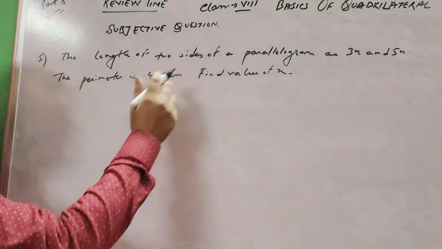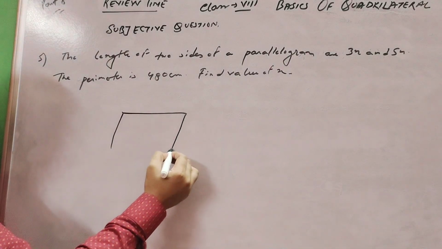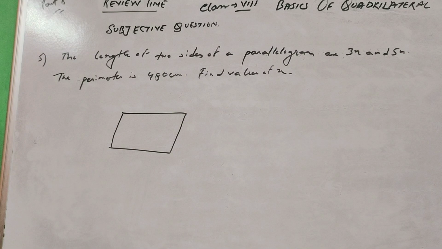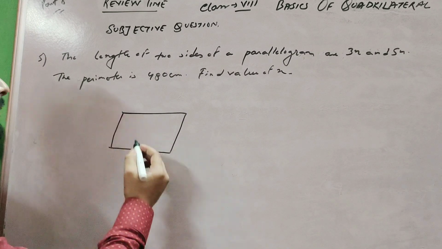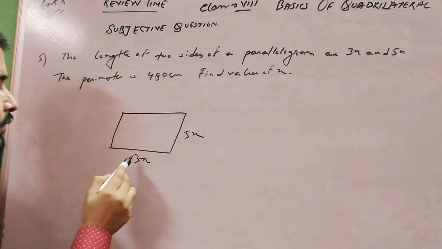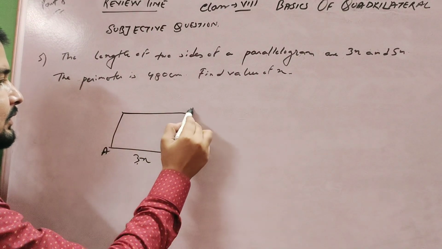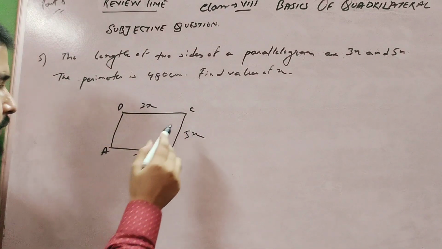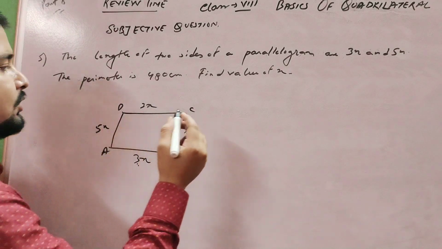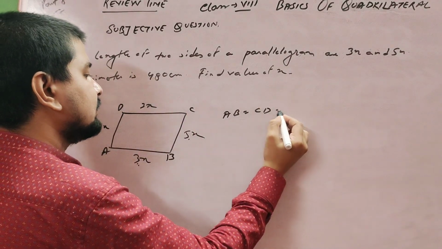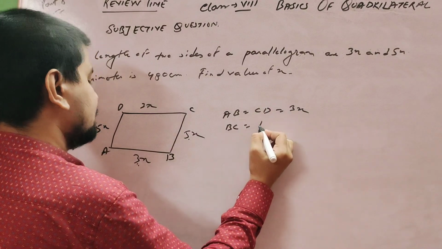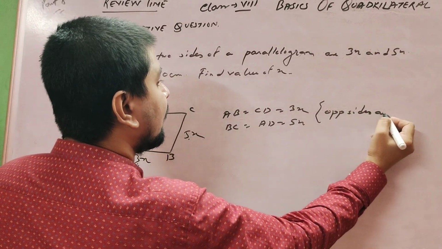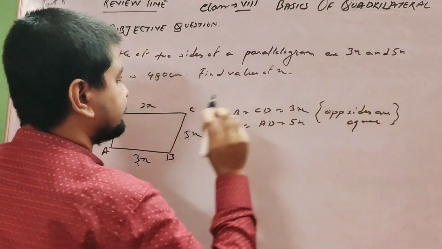So the length of two sides of a parallelogram is given, but the length of two opposite sides is not mentioned. The length of two sides are 3x and 5x. So we know that this is ABCD. If this one is 3x, this one is 3x, because opposite sides are equal. If this one is 5x, this one is also 5x. So AB equals CD equals 3x and BC equals AD equals 5x. Opposite sides are equal.